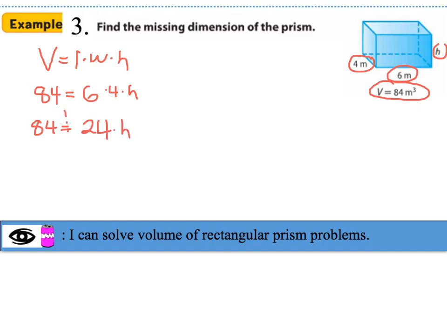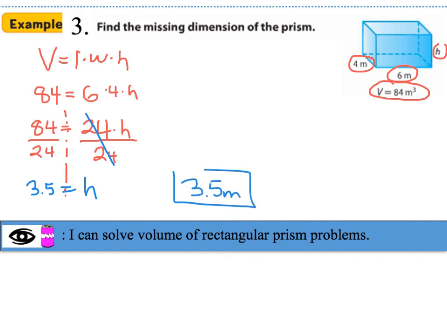And if I draw my fulcrum down the center of the equal sign, this is multiplication on the right hand side, so let's do the opposite and divide both sides by 24. So if I divide 24 on both sides, the 24's cross out, h has been isolated, and 84 divided by 24 would be 3.5. So the height of my missing dimension of this prism would be 3.5 meters high.